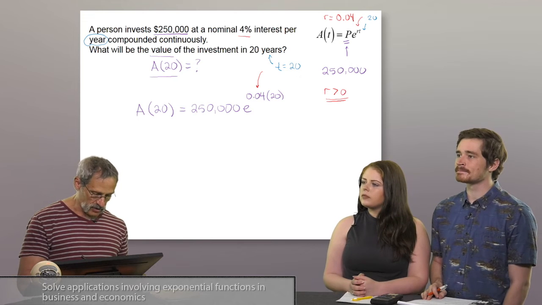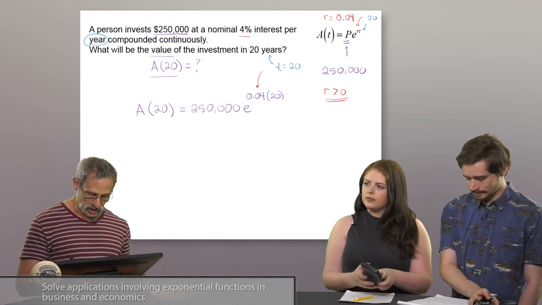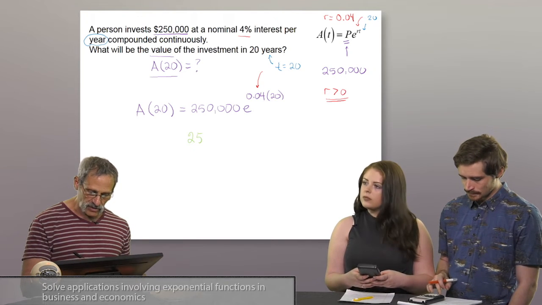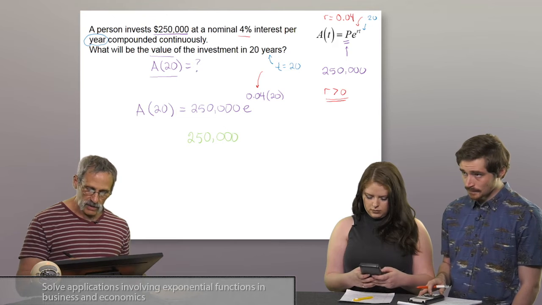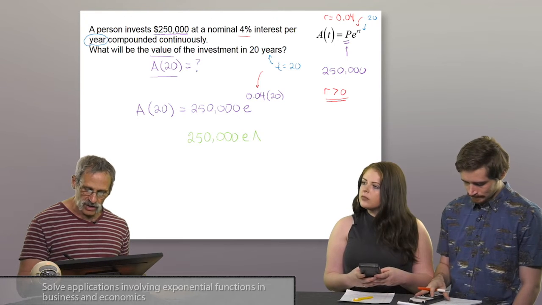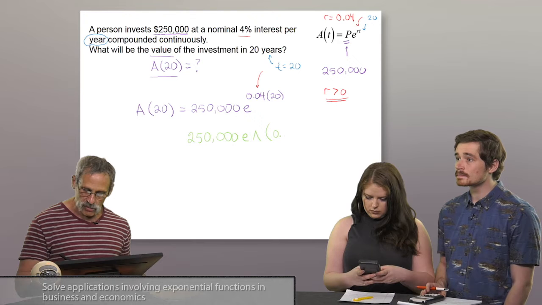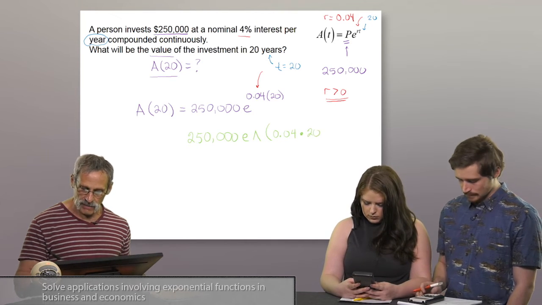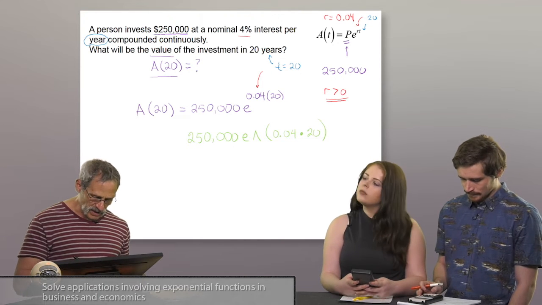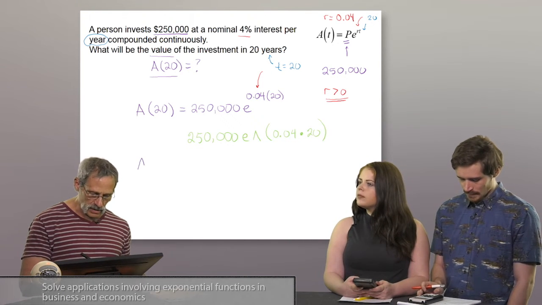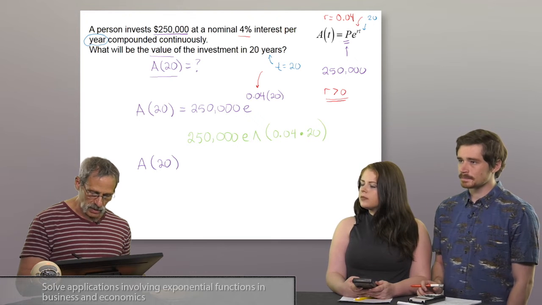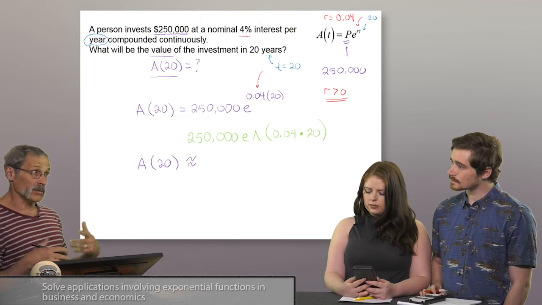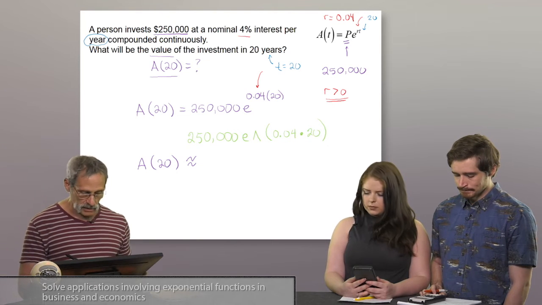Now we just want to enter this into the calculator. Actually, you're going to enter it into the calculator. You're going to enter 250,000, multiply by e raised to, and then you'll need parentheses, and you'll have 0.04 times 20. And we're dealing with money, so the amount after 20 years will be approximately, because we round to the nearest hundredth, but in terms of money, it would be exact. And what do you end up getting?